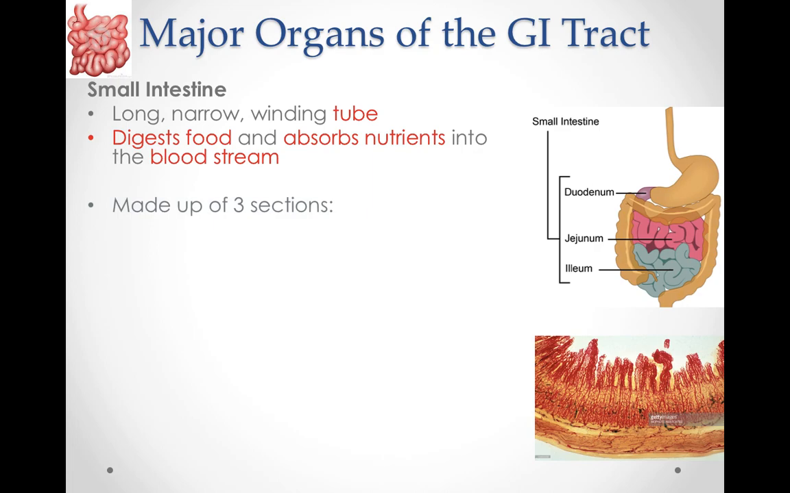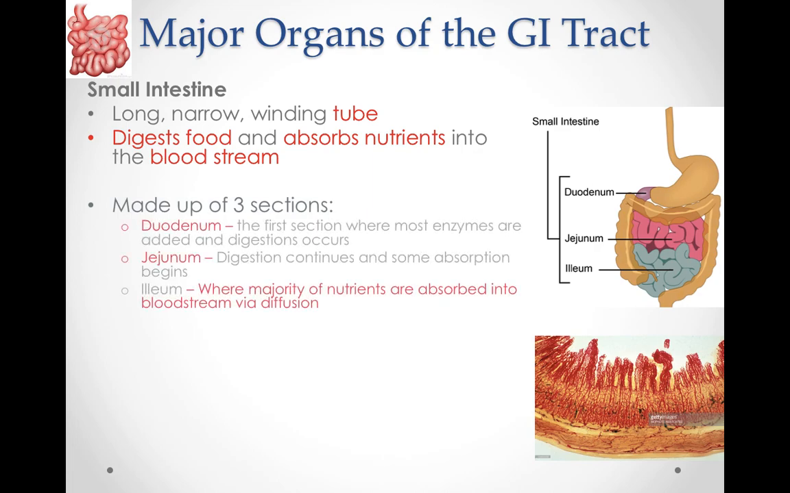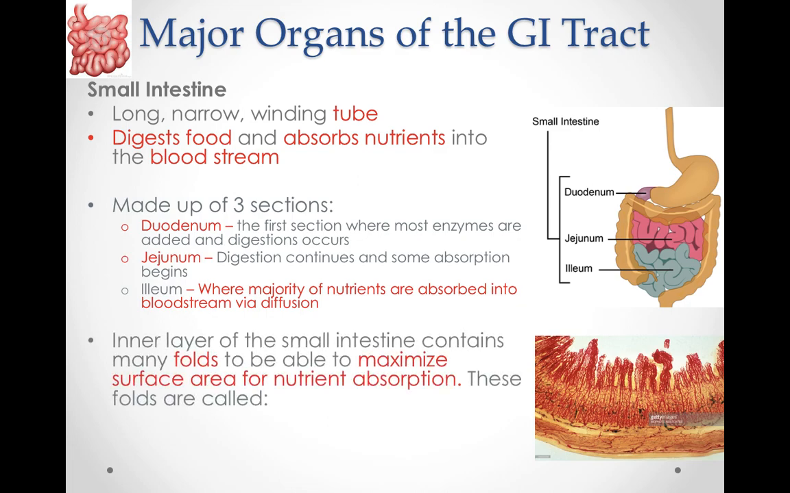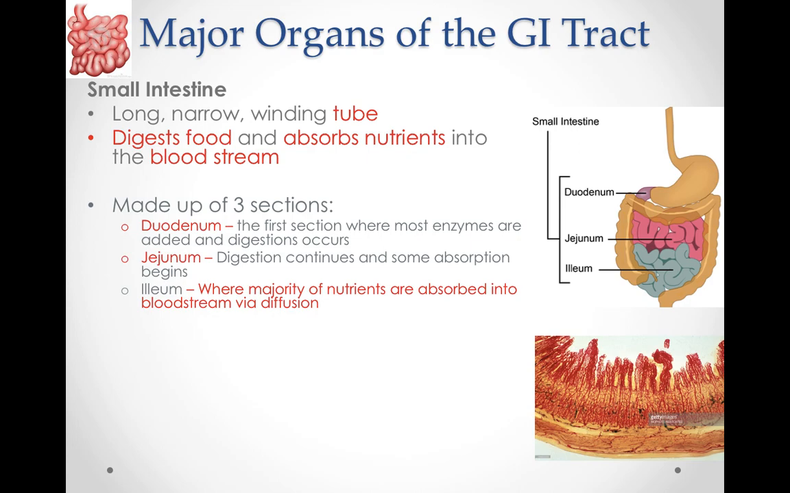We have three sections of our small intestine. The first one is the duodenum. In this section, we have enzymes being secreted into the small intestine, and this is where digestion starts. Next up is the jejunum, and this is where digestion continues and some absorption will begin. And then the last section is the ileum, and this is where a majority of the nutrients are absorbed into the bloodstream via diffusion.